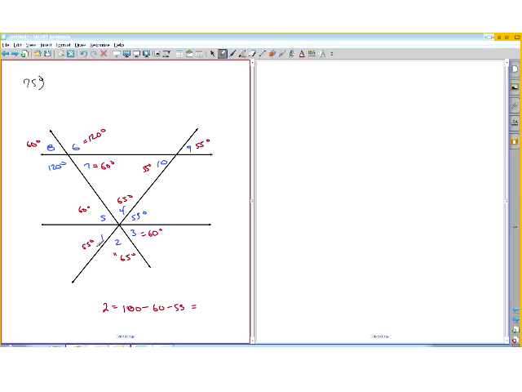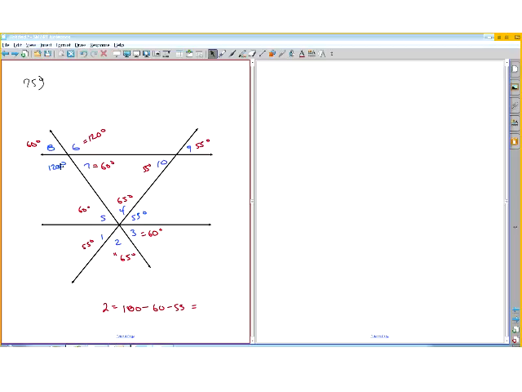So what I should see is 1 is 55, 2 is 65, 3 is 60. I'm just checking my answers here. 4 is 65, 60, 120, 60, 60, 55, 55. Okay, so anyway, that is the correct answer.